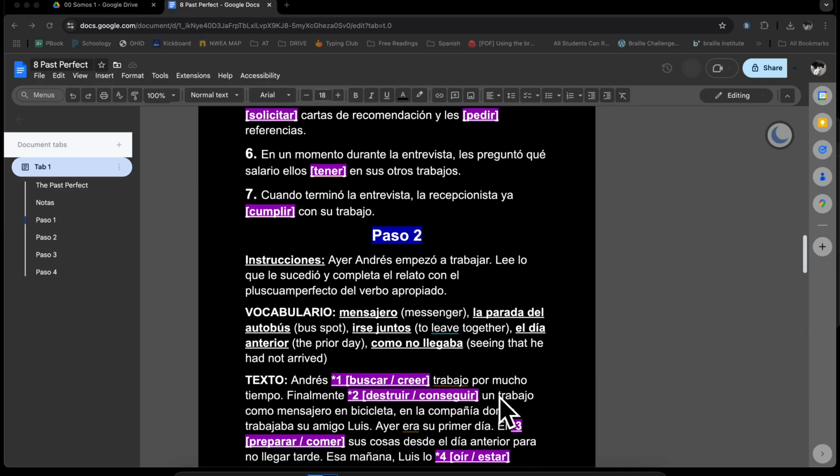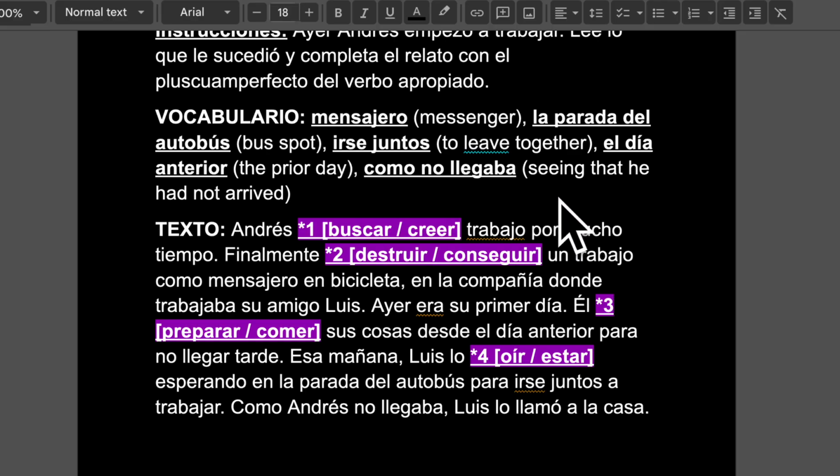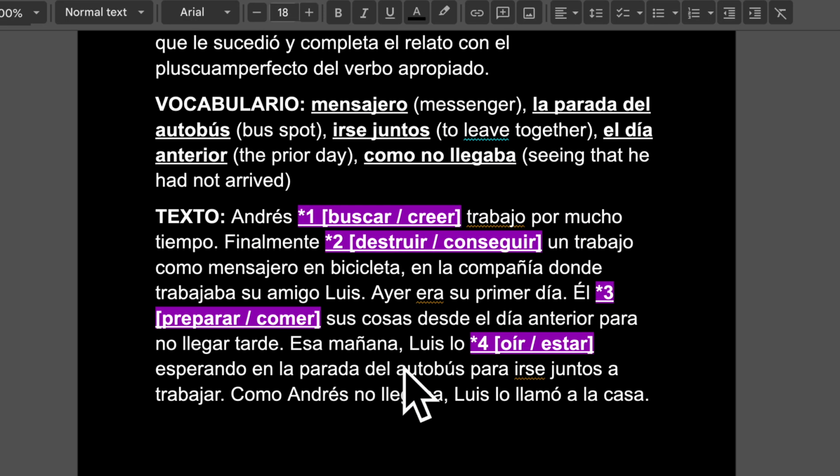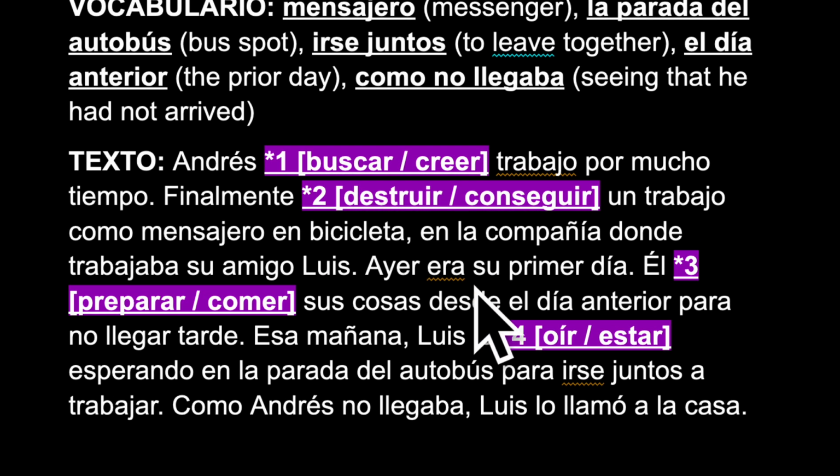Okay, for paso two, what you're going to do here is you're going to do the same thing. You do have a lot of vocabulary, so I would review that. You are going to conjugate sentences or conjugate verbs within the sentences in that paragraph. The only difference here is you have two options for each sentence.